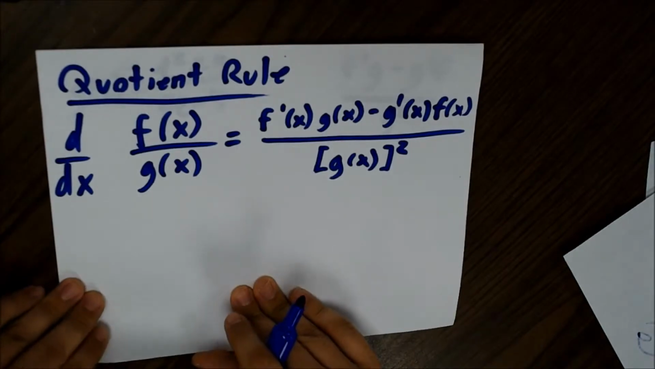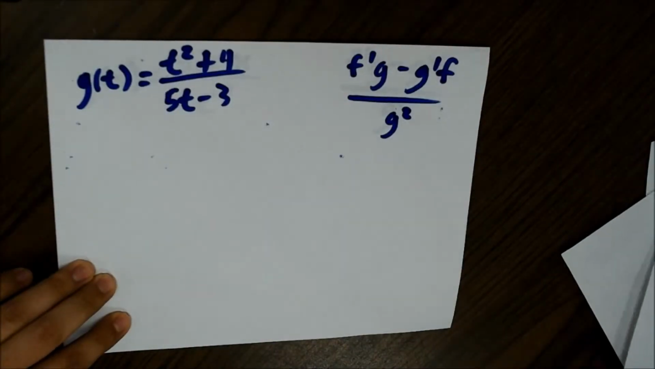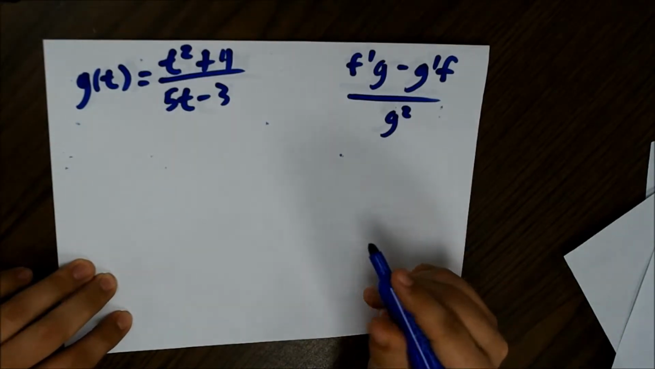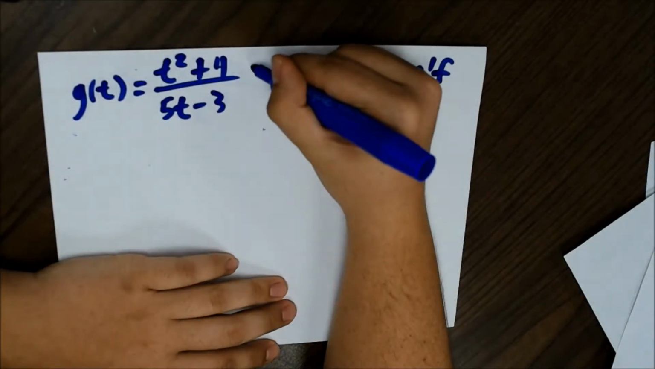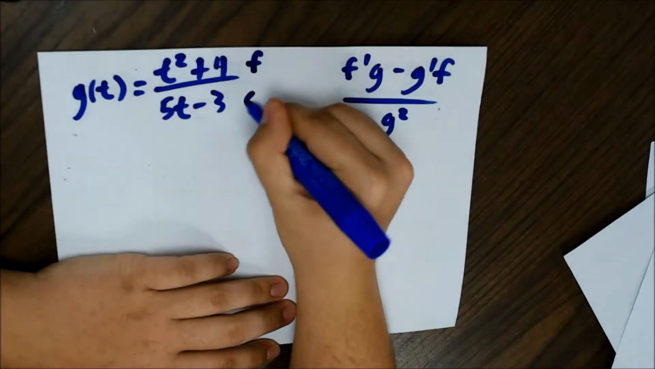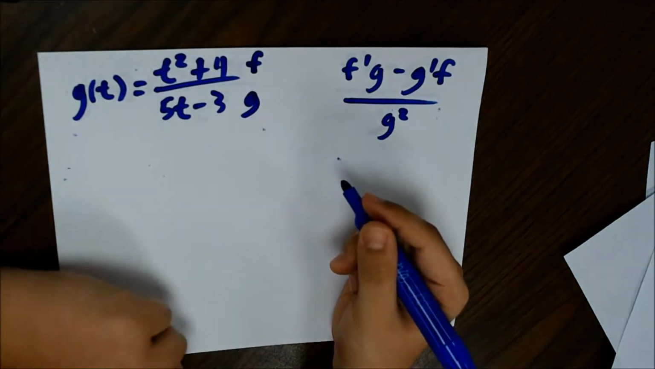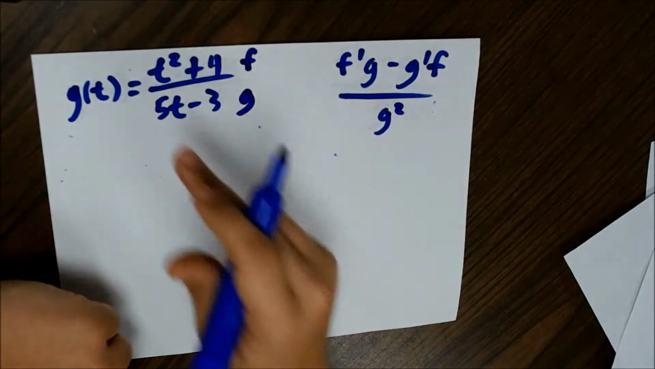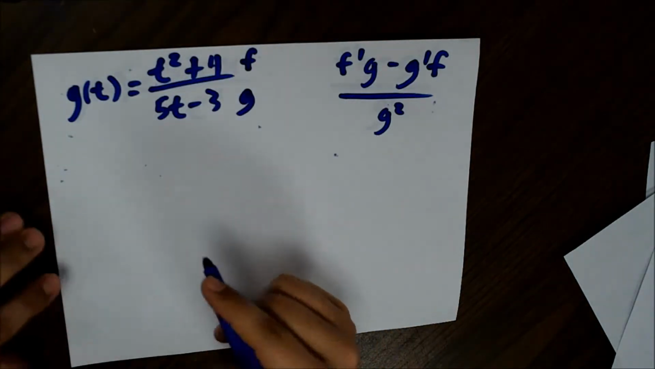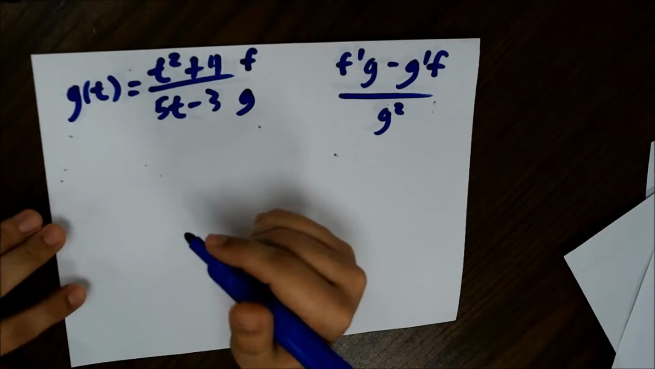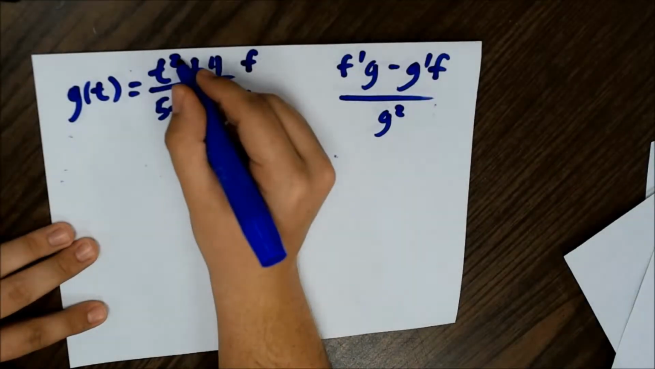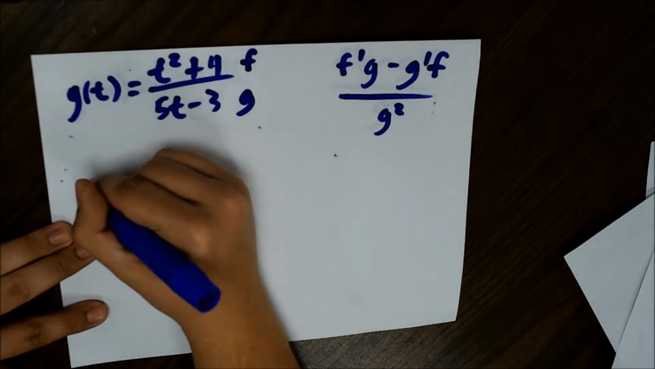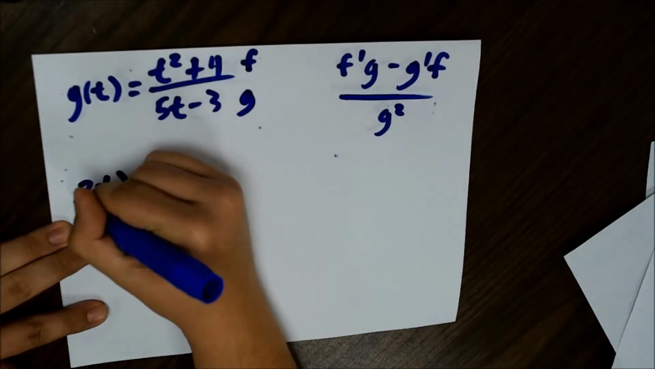So what we're going to do here is work this problem: t squared plus 4 over 5t minus 3. We're going to call our numerator f, and we'll call our denominator g. First we need an f prime g, so we take the derivative of the numerator. The derivative of t squared plus 4: we bring down the 2 in front of the t and reduce the power, so that gives us 2t.